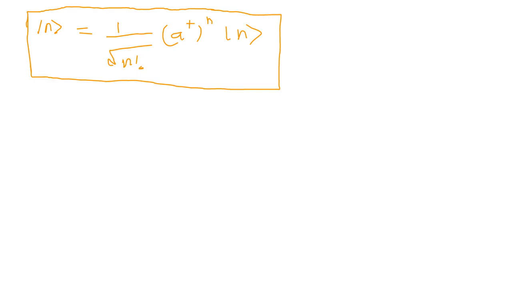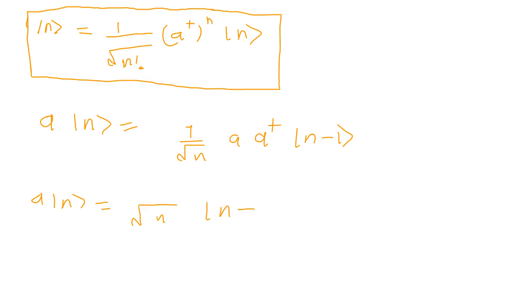And similarly, if you look at a acting on n, we're repeating something similar. You end up with a acting on n giving you square root n times n minus 1.